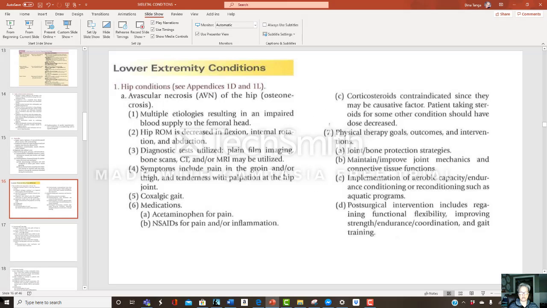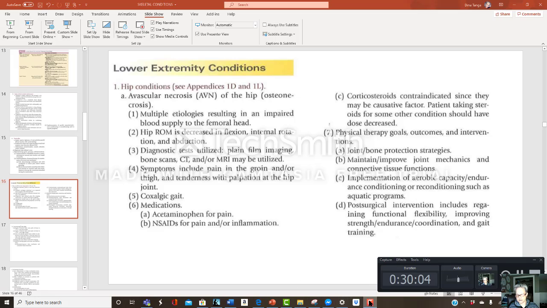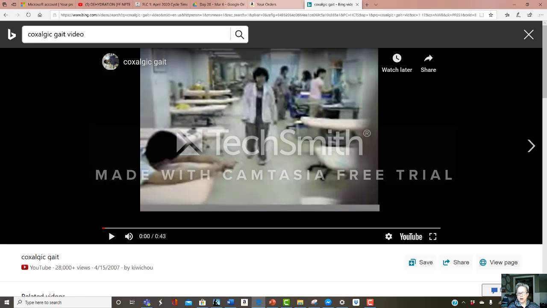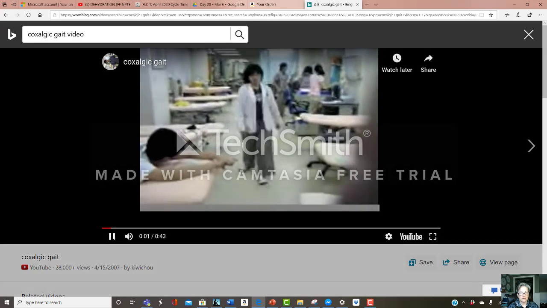So I'm going to take a pause here and see if I can find a video on coxalgic gait. Please hold. Okay, I found one video. Let's look at this real quick. And then it's blurry, and then it gets turned on its side. But the first lady here is pretty good.